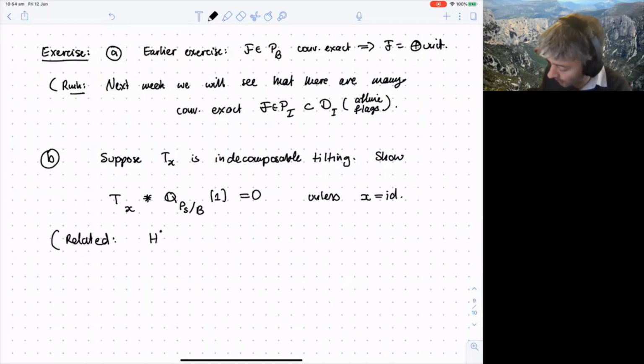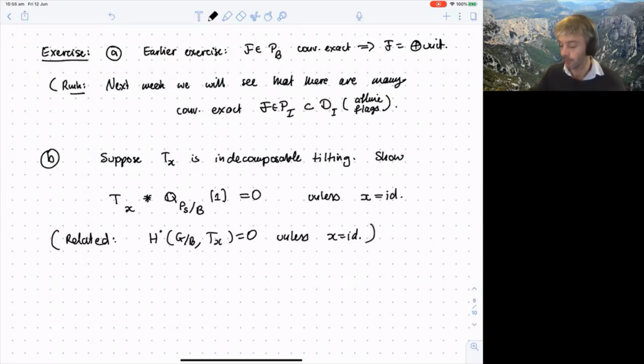So related is the fact that the cohomology on G mod B of Tx is 0 unless X is the identity. And so whereas before it looked like there was some kind of magical thing that's keeping all of these Tx's perverse, they're usually not perverse in a particular way, the reason being that the convolution with something in the Hecke category just often gives 0. That's all I'm saying.